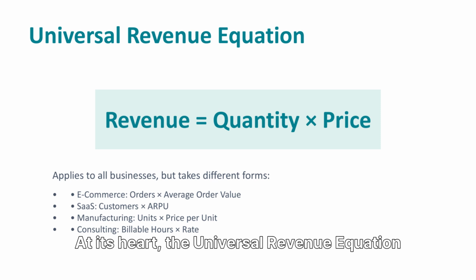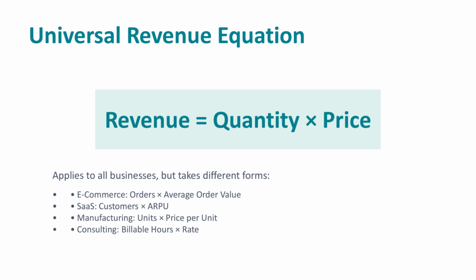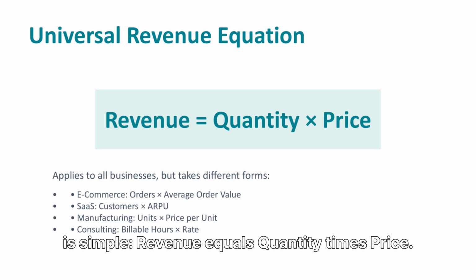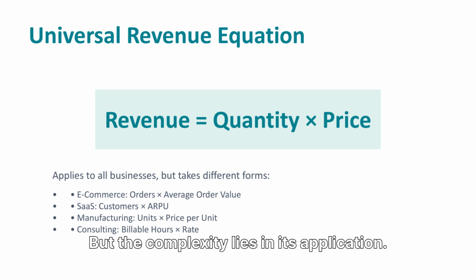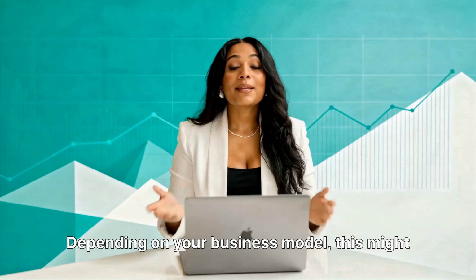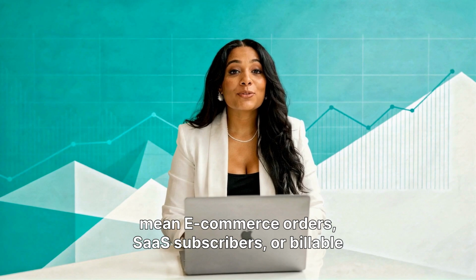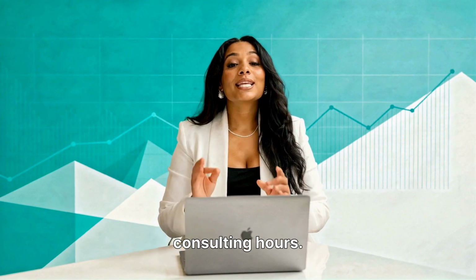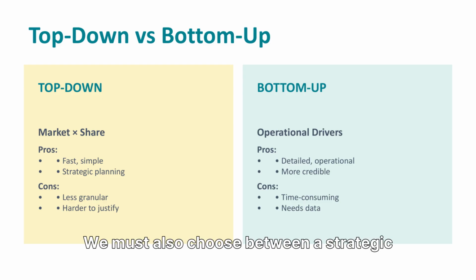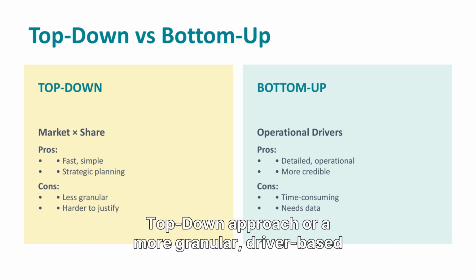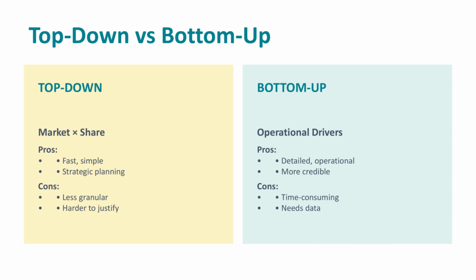At its heart, the universal revenue equation is simple. Revenue equals quantity times price. But the complexity lies in its application. Depending on your business model, this might mean e-commerce orders, SaaS subscribers, or billable consulting hours. We must also choose between a strategic top-down approach or a more granular driver-based bottom-up approach.